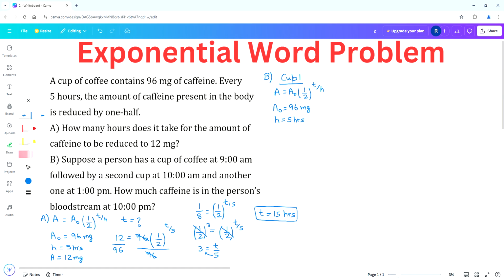We have to find how much caffeine is in the bloodstream at 10 p.m. Since the first cup of coffee is consumed at 9 a.m., T for cup 1 will be equal to the number of hours from 9 a.m. to 10 p.m., which is equal to 13 hours. This is a very important concept we need to understand to solve this type of problem. Now we can sub in these values in the formula to find the value of A.